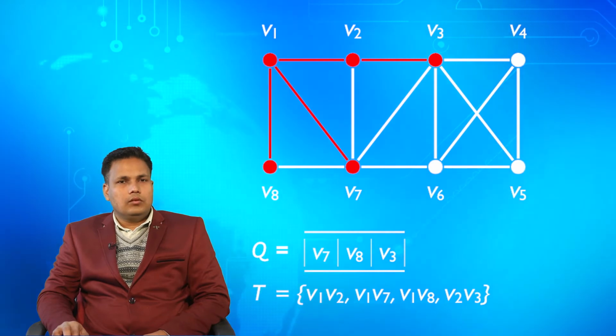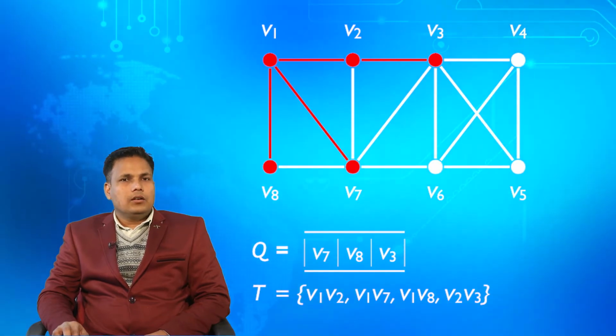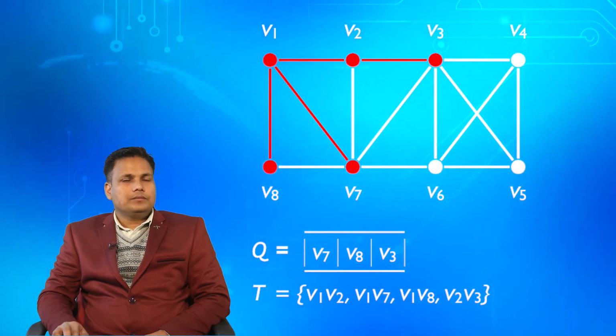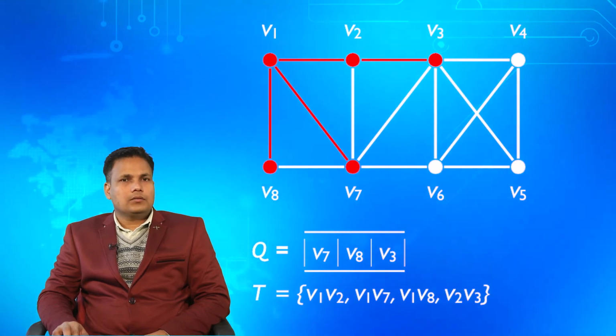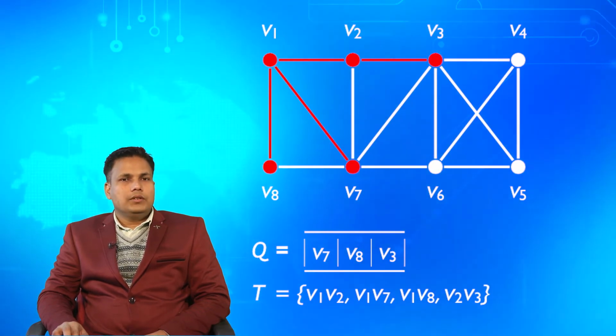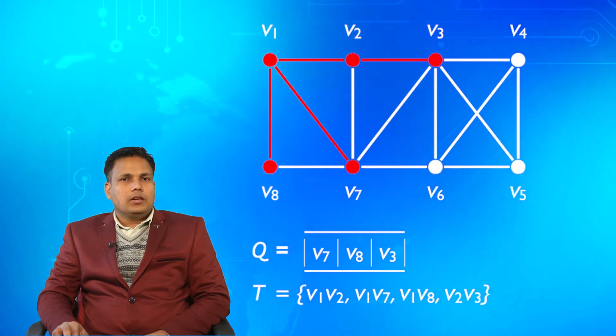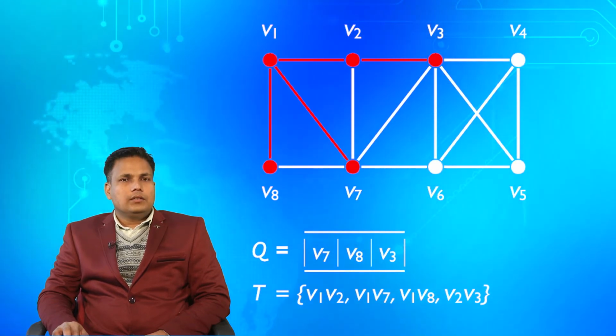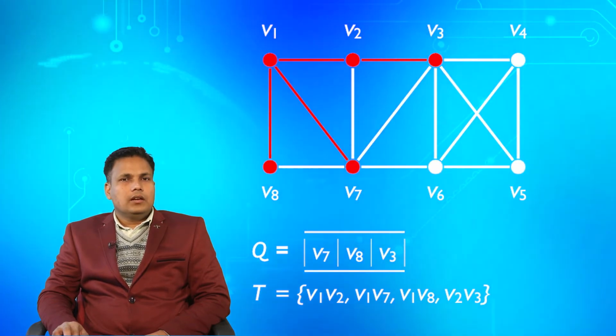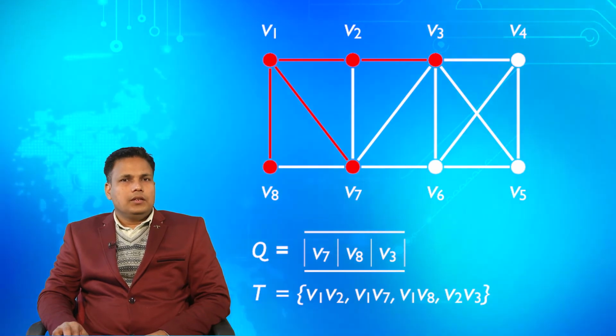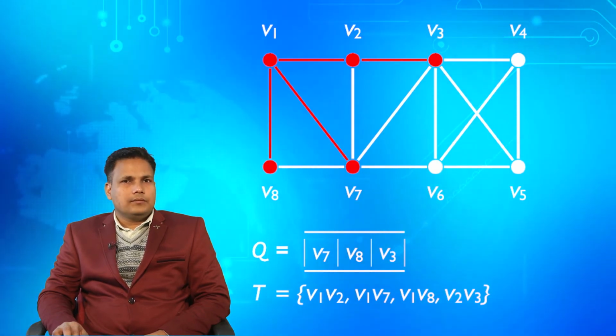So, we shall go back to Q. Now, Q is still non-empty. So, we remove the first vertex of Q, which is now V7. Now, look at V7, V7 has unvisited neighbor V6, right.